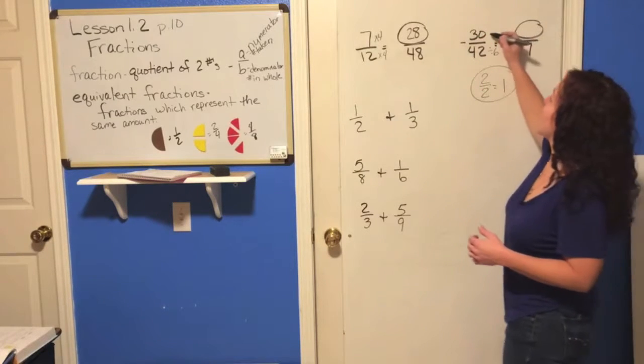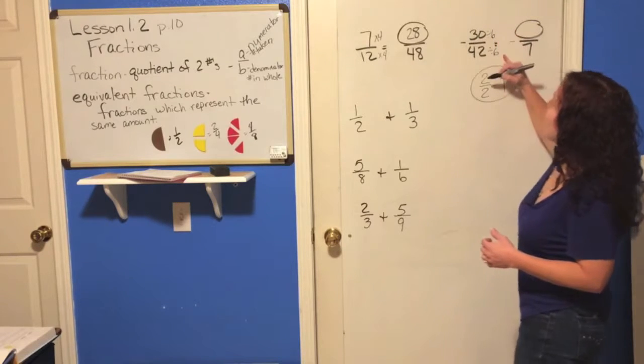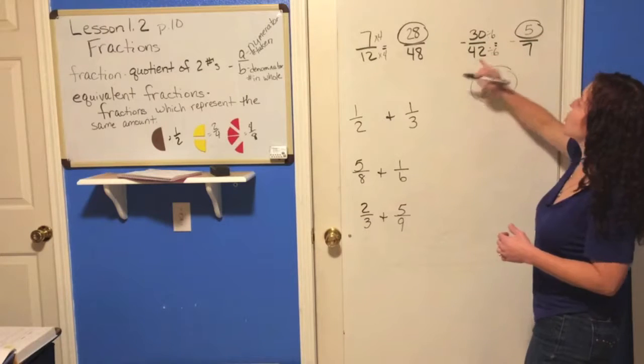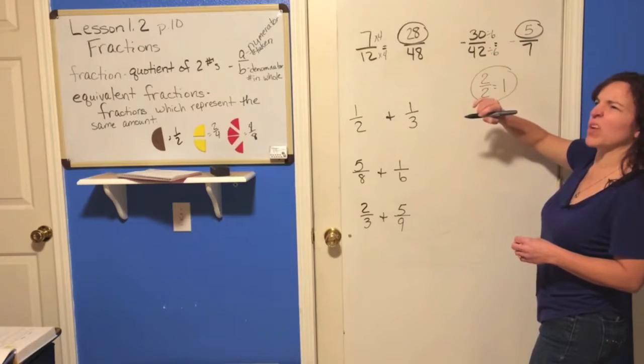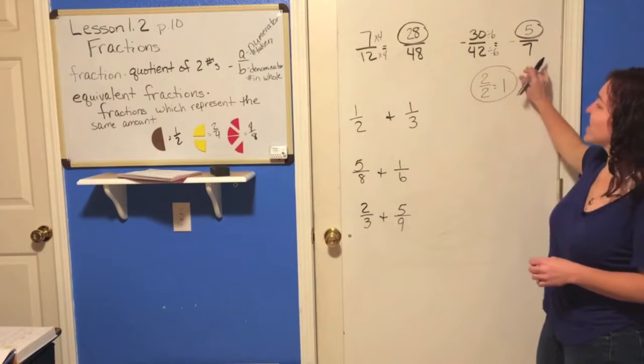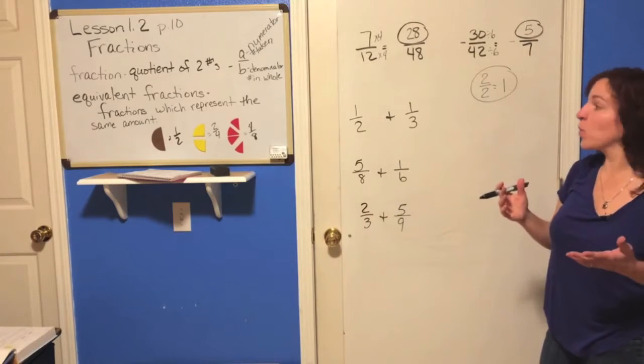So we have to do the same thing on the top. Whatever you do on the bottom, you have to do the same on the top. So 30 divided by 6 is 5. So negative 30 over 42 equals negative 5/7. And so those are equivalent.